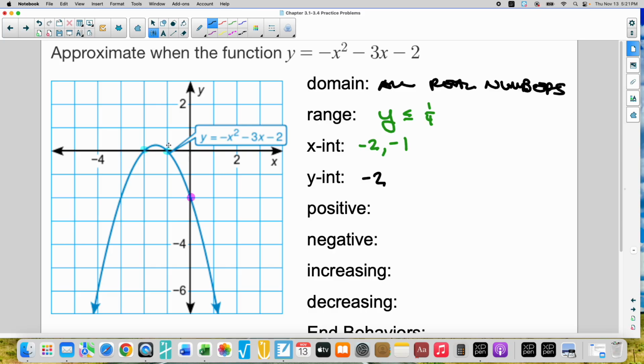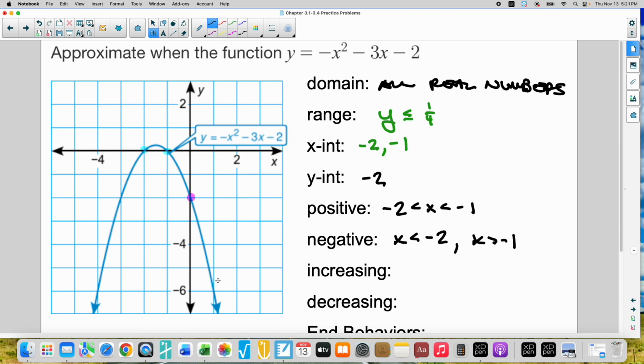When is it positive? It's positive only between here. So it's a segment. And my min and max, min is -2, max is -1. And x is less than, ooh, I almost did equal to, no, because when it's equal, it's 0. And when is it negative? Negative on these two sections. So I'm going to have x is less than -2, and then x is greater than -1.